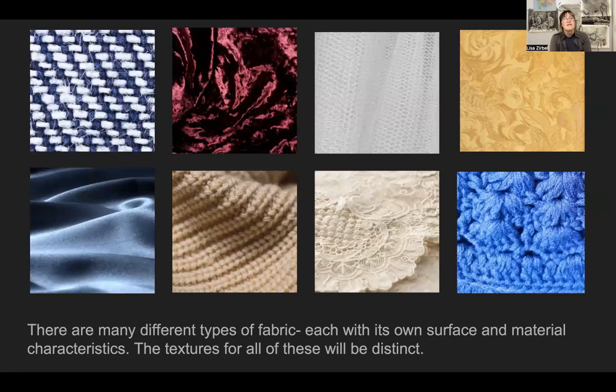There are many different types of fabric. Each has its own surface and material characteristics. All of those will be different. So crushed velvet, silk, crochet, knit, lace, all of those have a different type of feel.